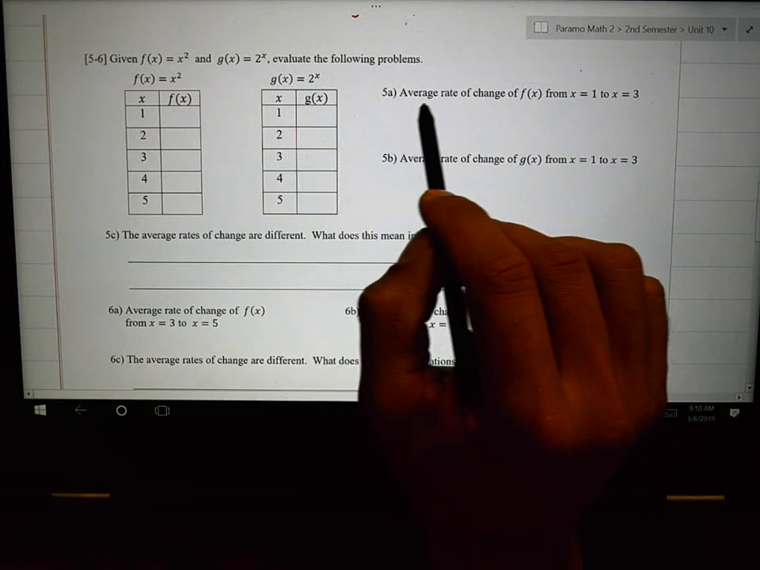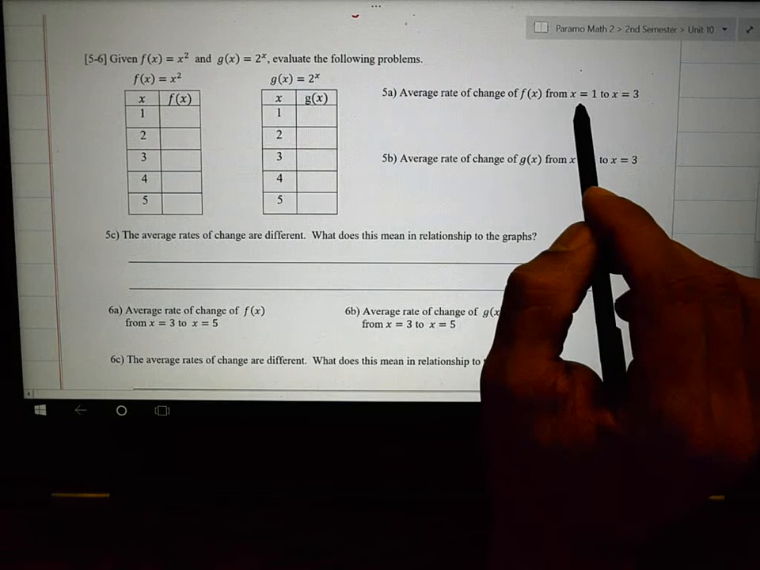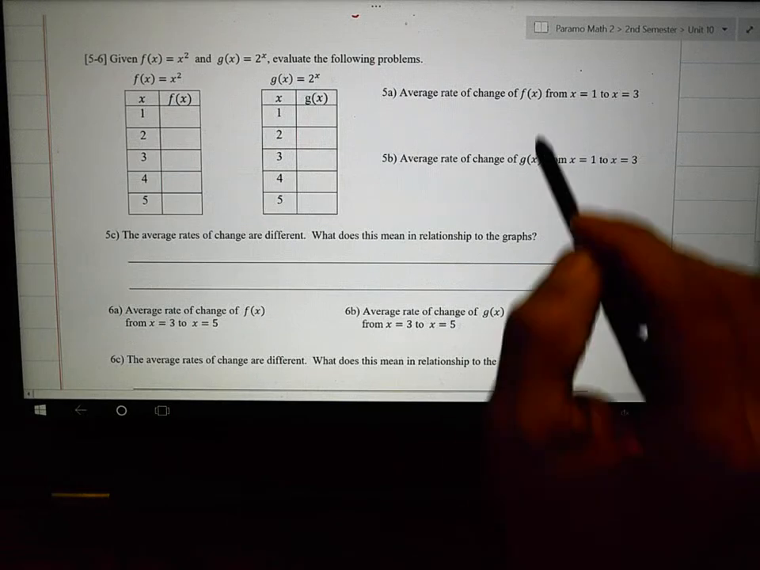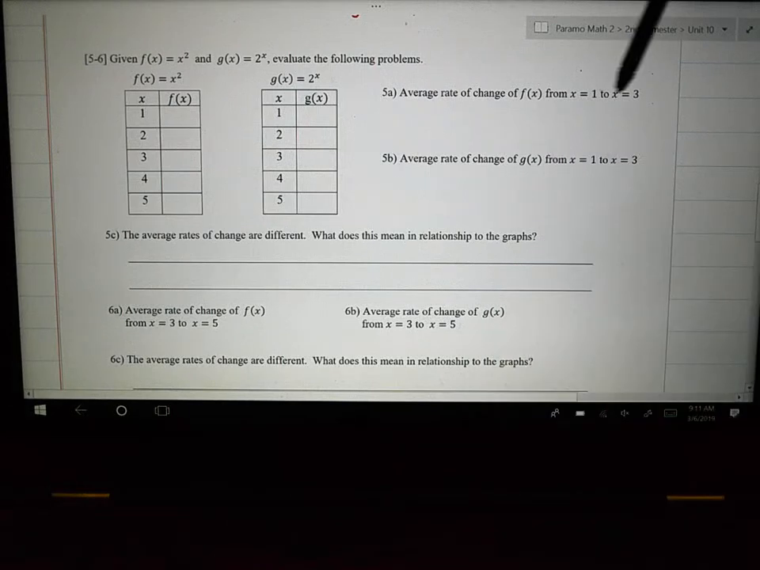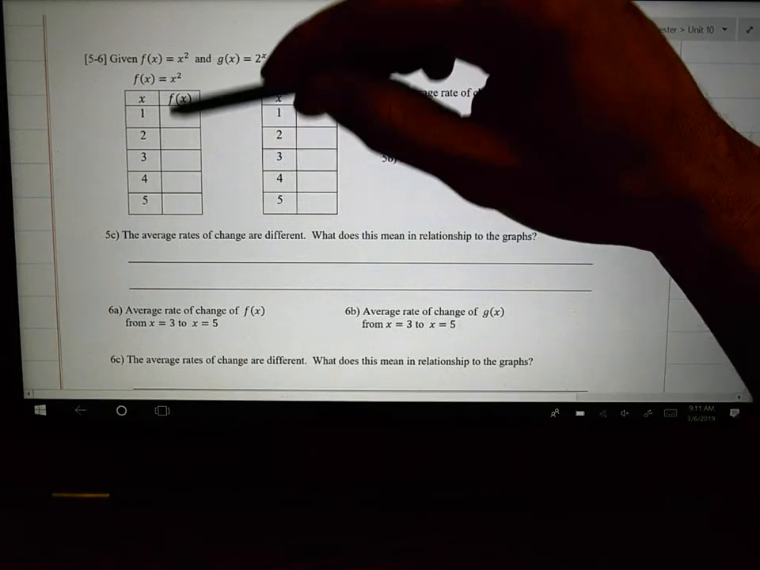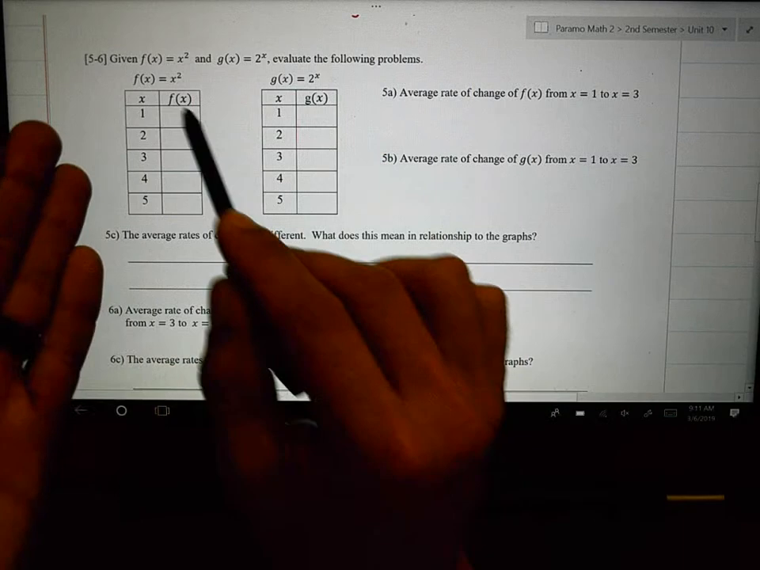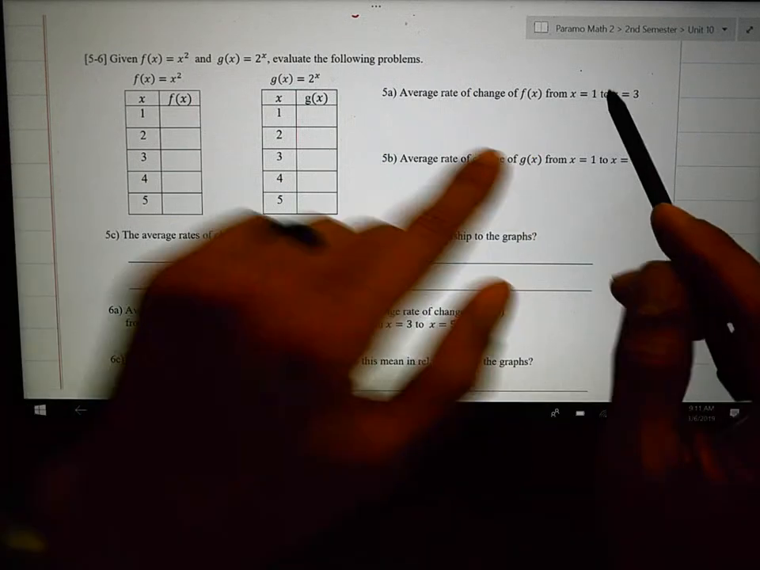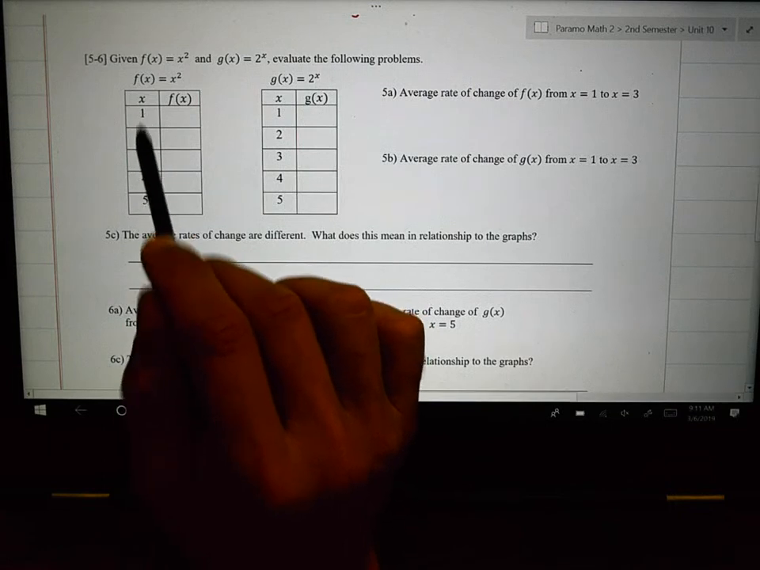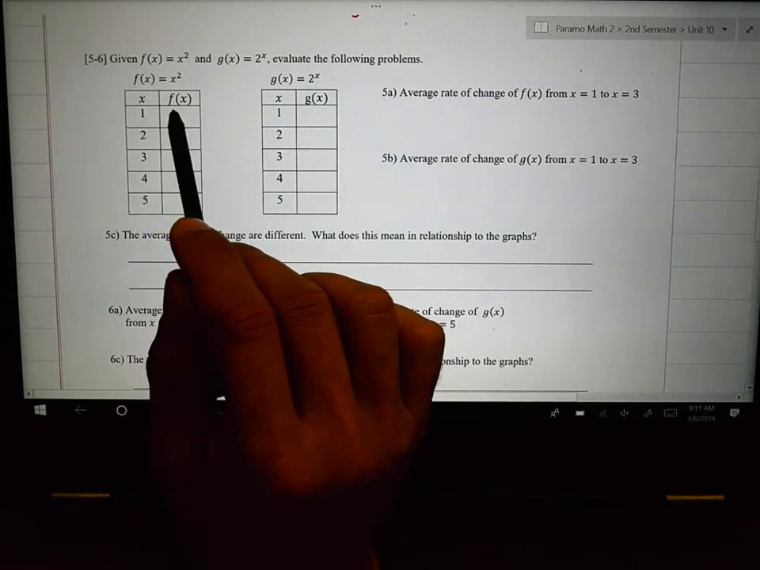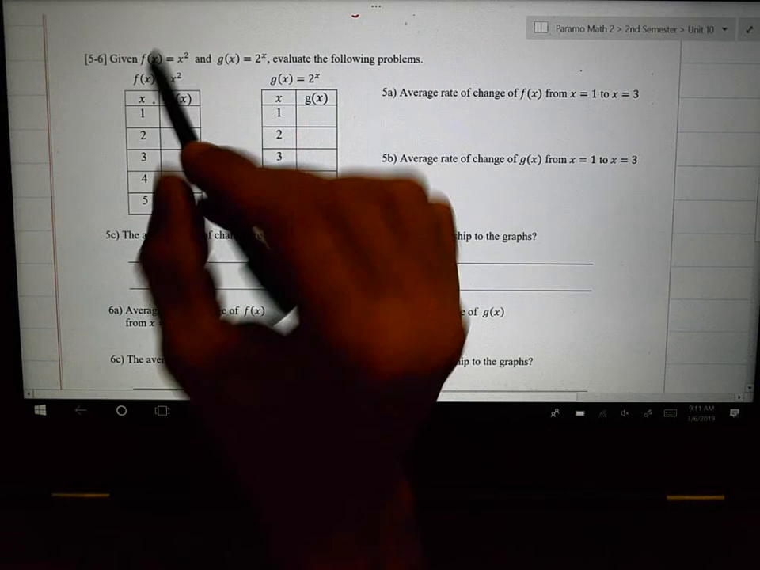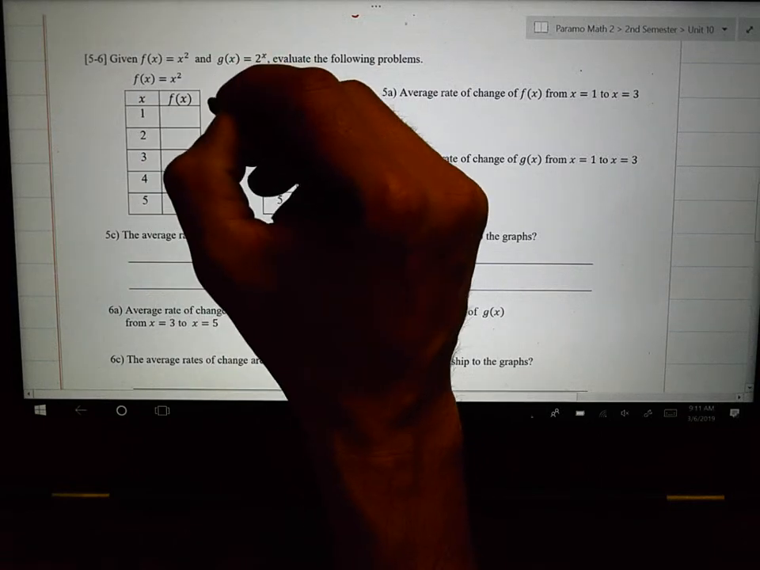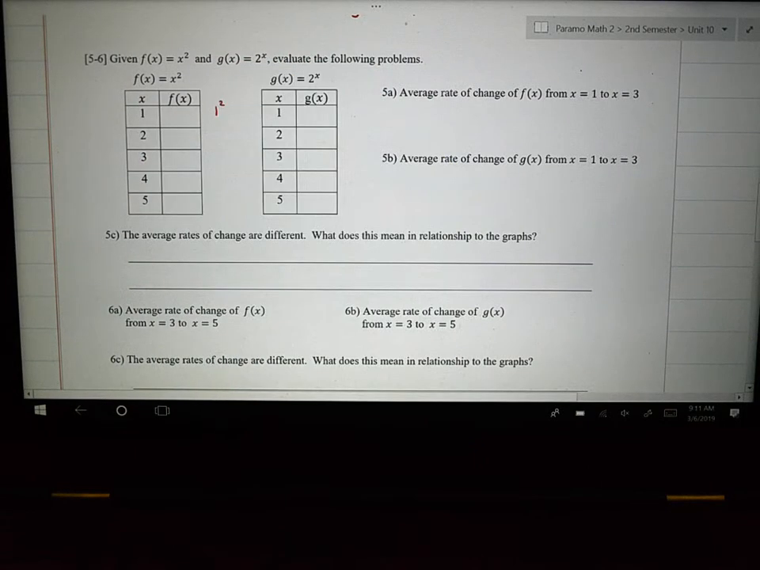What is the average rate of change of f of x from x equals 1 to x equals 3? And they're asking you to check this for f of x. Now if you go to f of x, there's this whole chart. You don't know what the y values are until you calculate them. So these are your inputs. They want to know what is the output. If I have x is 1 and you were to plug 1 into that equation, you would have 1 squared. What is 1 squared? Simplify it. You put it in the chart.